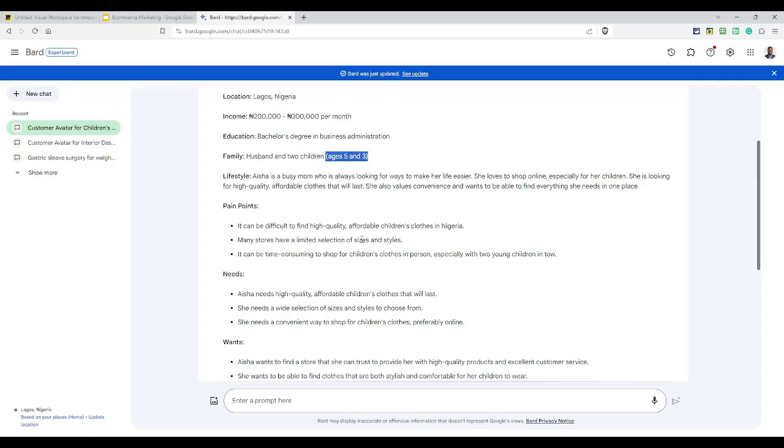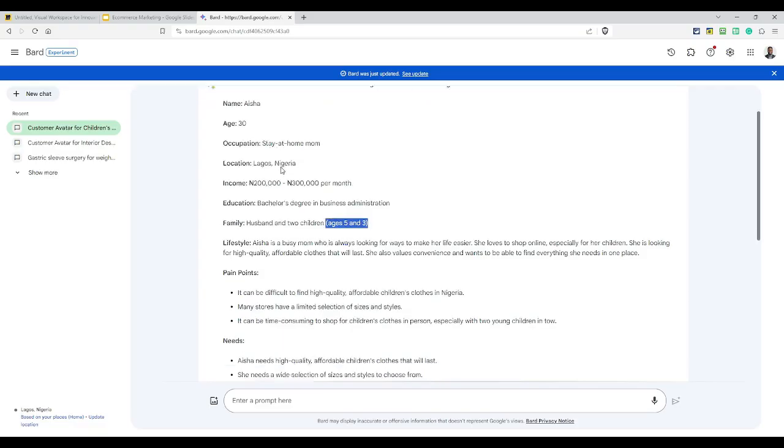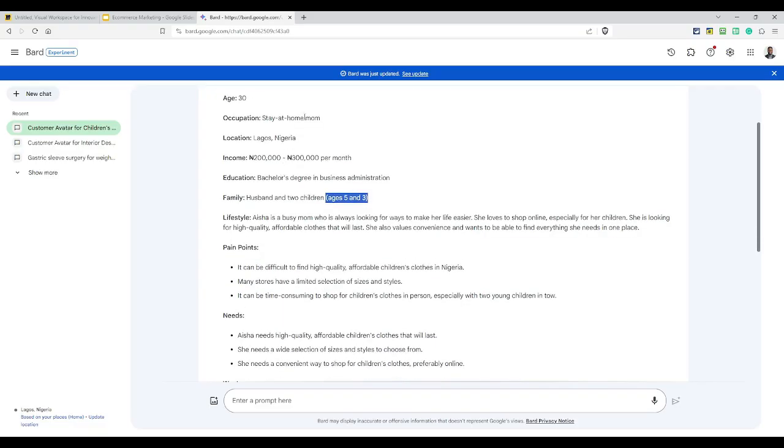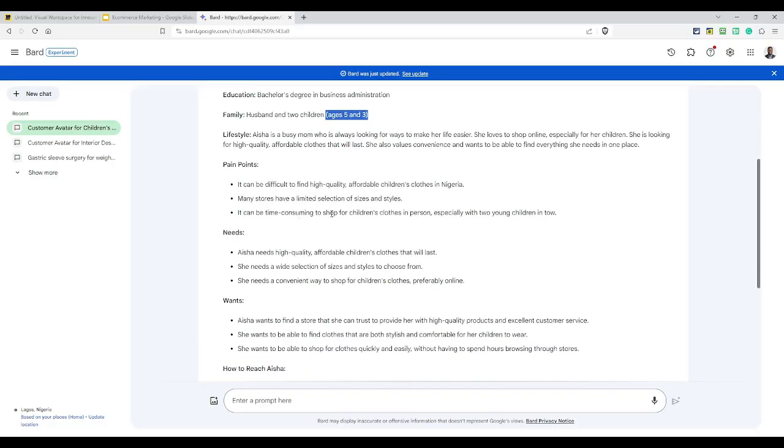Many stores have limited selections of sizes. It can be time consuming to go and shop for it in person. Remember, she has a job. Oh, okay, she's a stay-at-home mom, which, I mean, if you are staying at home, you still have a job, even if it is literally just working inside your house. So it is time consuming to leave your house to go and start shopping for children's clothes in person, especially with 2 young children along.